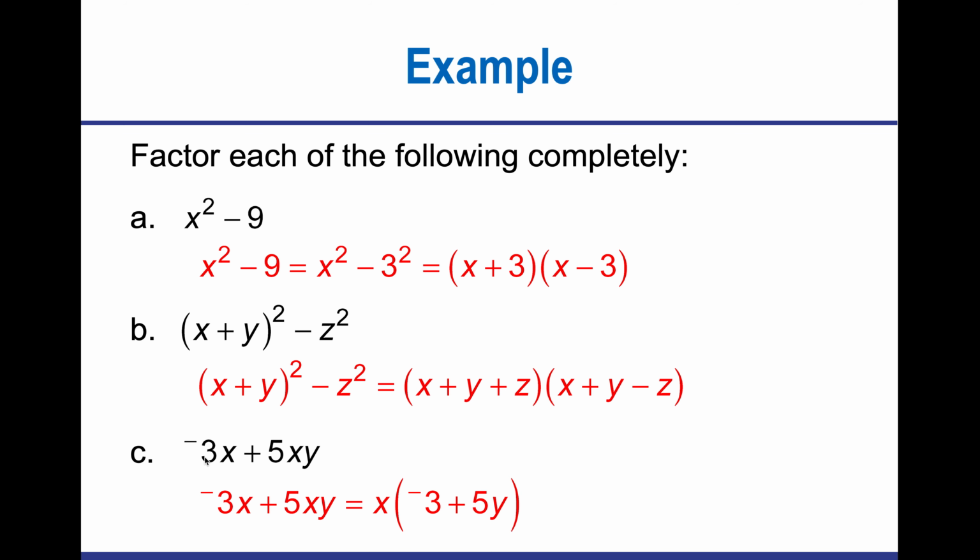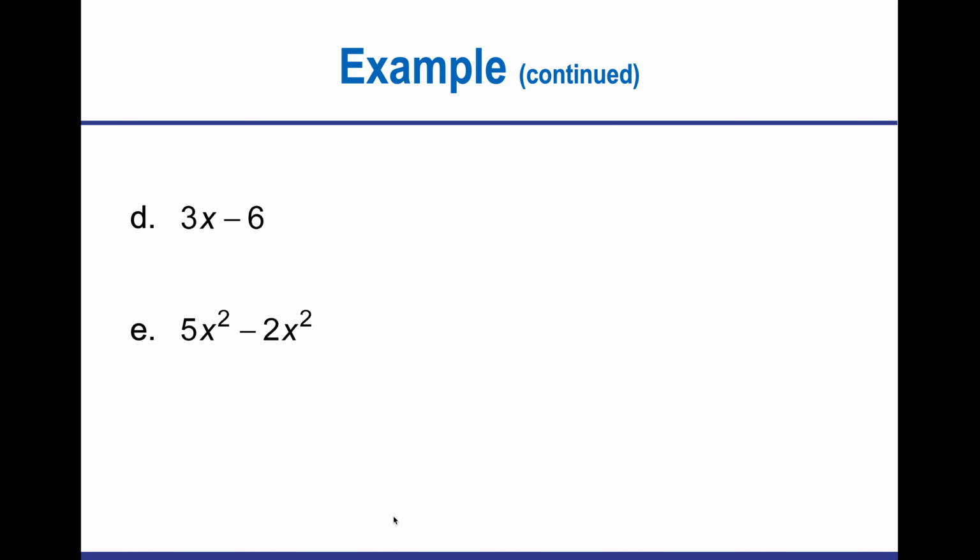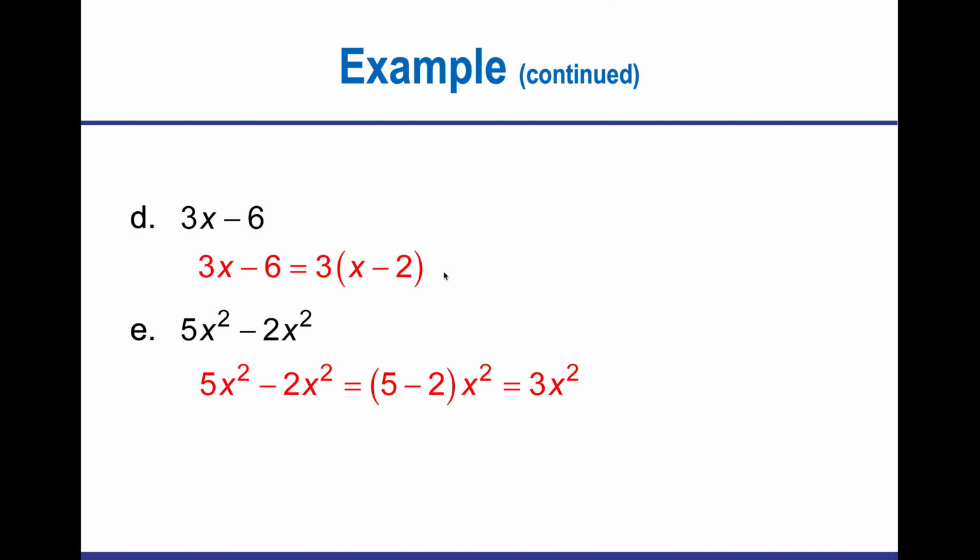Here in C, I can take an x out of each term because they have a common factor of x, and then I'm going to factor it out in that reverse distributive property. In 3x minus 6, each of those terms has a 3 in common, so I can factor that 3 out. So I would do 3x divided by 3, 6 divided by 3. That's how you get what's in the parentheses. And in the last one, we can factor out an x squared, and when we do that, we can simplify 5 minus 2.